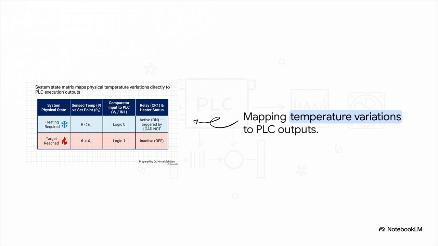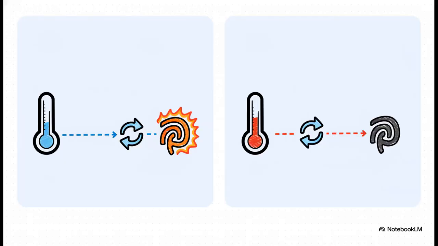Now look at the bottom row. When the target is finally reached, meaning theta is now greater than theta 1, the comparator spits out a logic 1. The inverse logic flips it, making the relay inactive, turning the heater off. So, the crucial point here is really the direct contrast between these two states. By using an inverse logic command, that load not, the system brilliantly aligns the digital binary with the actual physical goal we want to achieve.